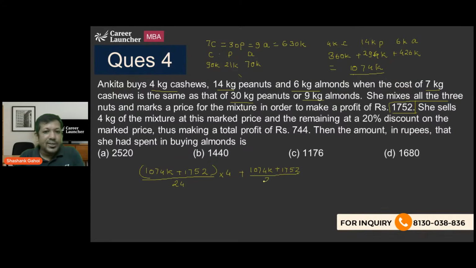Divide by 24. That is the price of 1 kg. She is selling 20 kg. At what price? 20% discount means 4/5 of this value. So that is going to be the selling price of 4 kg. That is going to be the selling price of the remaining 20 kgs. Now she is getting a profit of 744. Means this value should be equal to total cost, 1074k, plus her profit, 744.